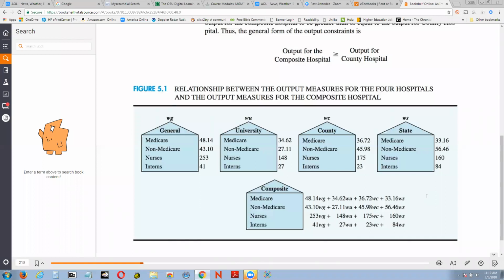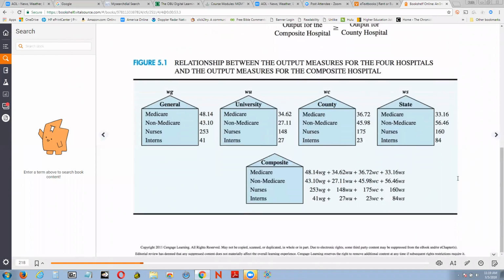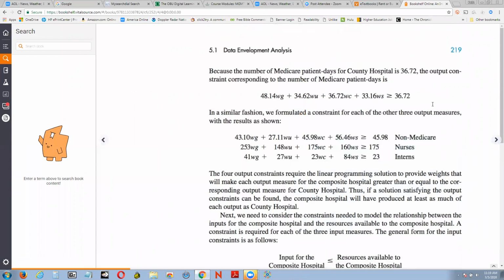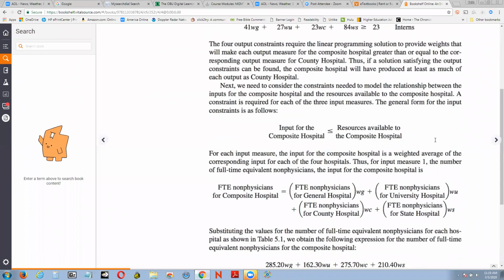If you have 1,000, you can have 1,000. The method is pretty robust because the methodology is robust. Okay. Now I'm gonna pop over here for just a second, and we can look at the output constraints that we build from those. Same thing as we go through non-Medicare, nurses and inputs, nurses and interns.